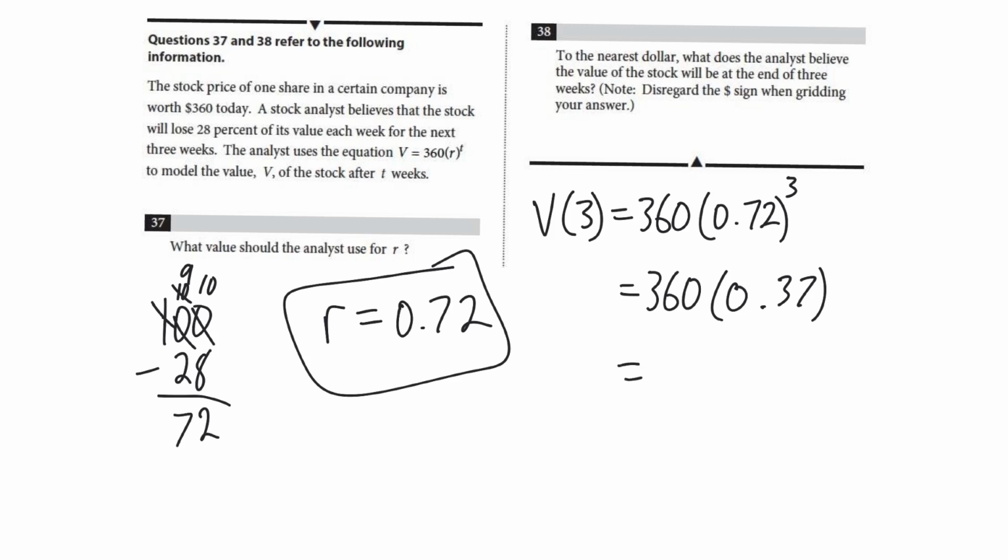So the value of the stock after 3 weeks should be 134, and we are to the nearest dollar, 134.36. So to the nearest dollar, that's going to be $134.